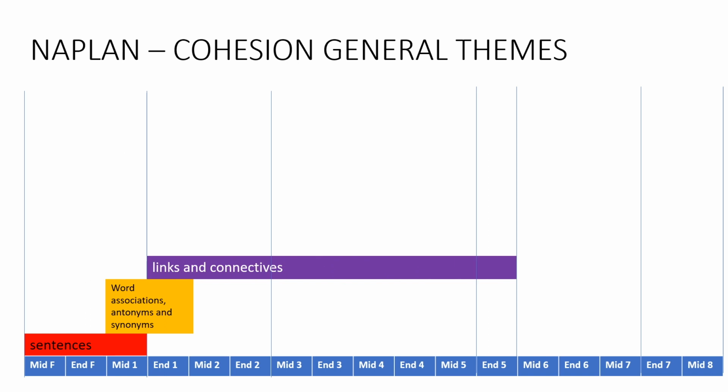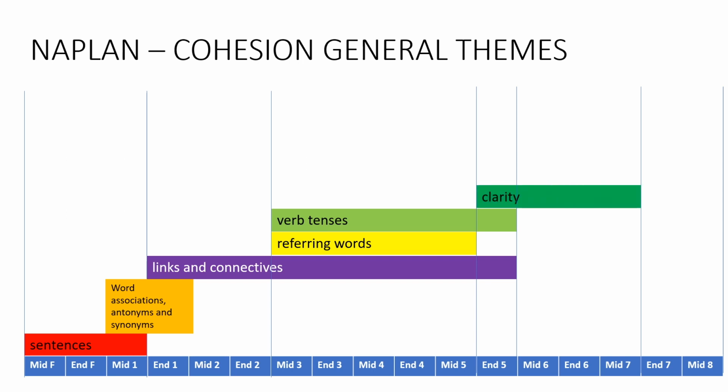Links and connectives are mentioned from the end of year 1 right through to the end of year 5. Referring words are mentioned from mid-year 3 right through to mid-year 5. Verb tenses, this theme seems to be noted from mid-year 3 right through to the end of year 5.